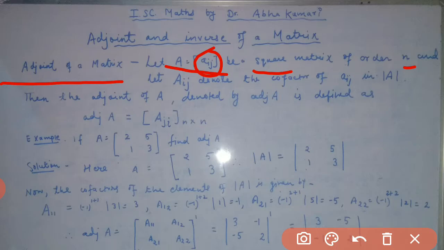So the best part of this is [Aji]. Ji means we have to find the transpose of the cofactor matrix. First we find the cofactors of the determinant of the matrix, and thereafter we will create a matrix by taking the cofactors of that determinant.